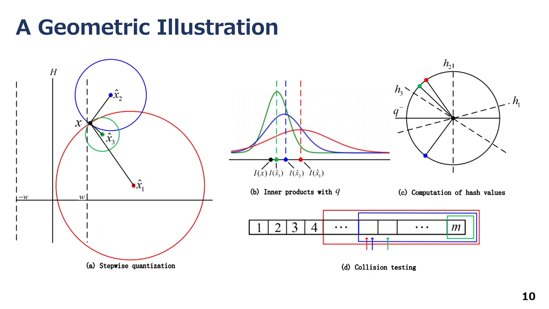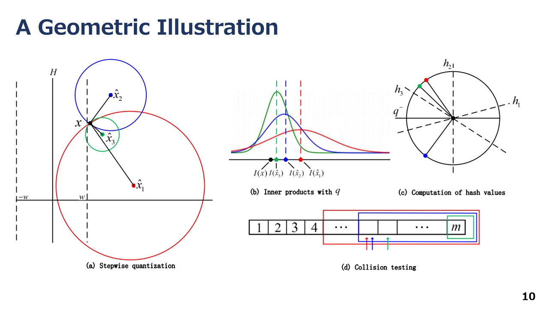Here is a geometric illustration that shows how the termination condition works. In figure A, suppose that H is a query hyperplane and X is not the nearest neighbor, but it is not far away from H. We quantize X to X hat 1, X hat 2, and X hat 3 on the first, second, and third levels respectively. On each level, we can compute the hash bucket and the hash value of each data point. We can see that the size of the hash bucket decreases as the level goes deeper.